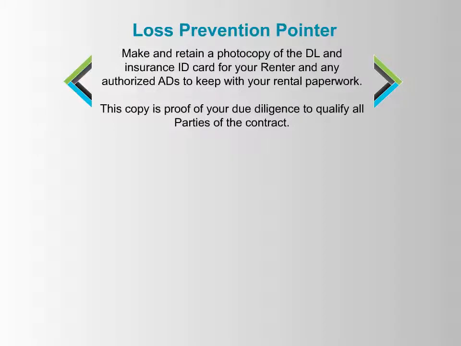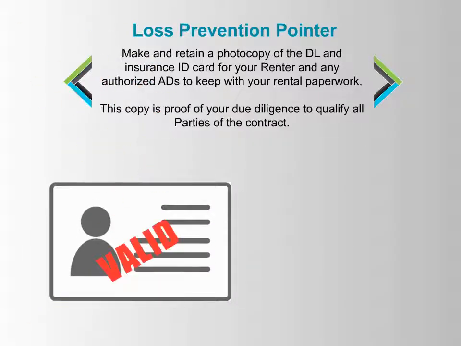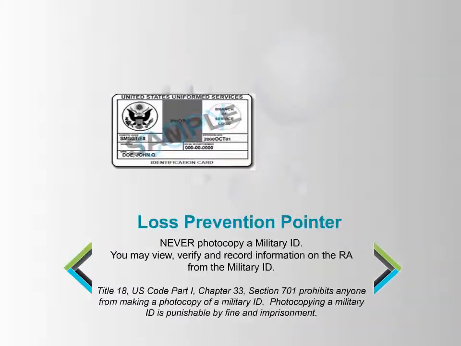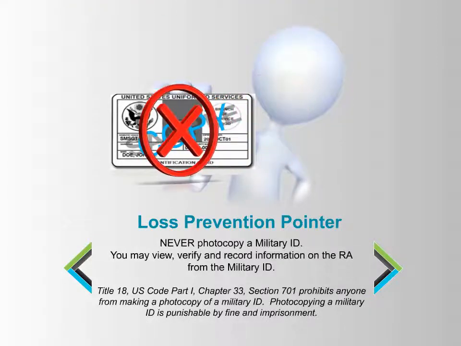Here's a loss prevention pointer. Make a photocopy of the driver's license and insurance ID card for your renter and any authorized additional driver, and keep this copy with your rental paperwork. This photocopy is proof of your due diligence to qualify the renter and any additional drivers who are now parties to the contract. However, when a renter or additional driver presents you with a military ID, never photocopy this ID. You may view, verify, and record or write down any information from the military ID, but don't make a photocopy.